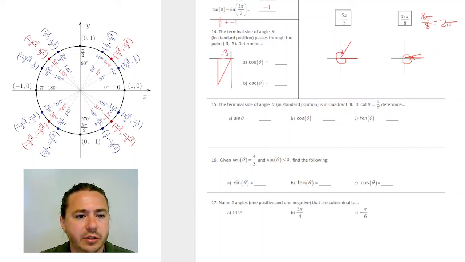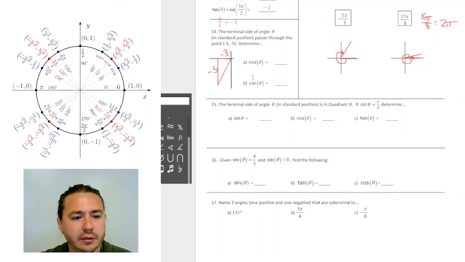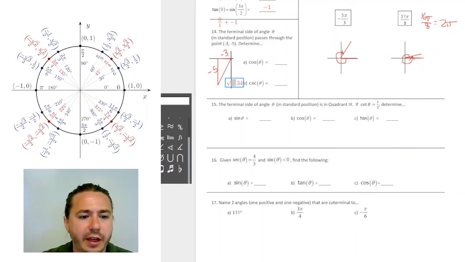Now, to be able to actually answer these, we're going to need to know the hypotenuse. So we'll use the Pythagorean theorem, and we get root 34. I'll spare you the algebra. Let me know if you have any issues using the Pythagorean theorem. But once you solve for that missing side, now we can go ahead and calculate all these.